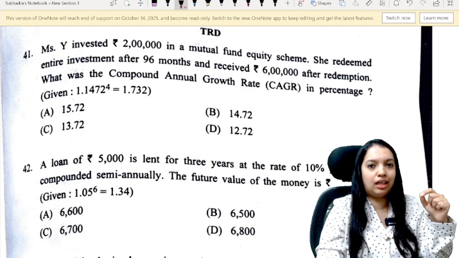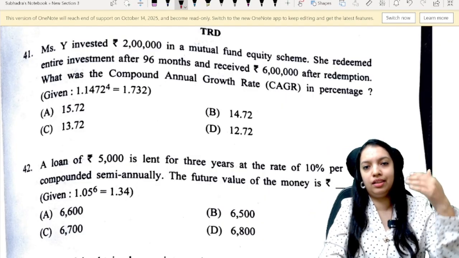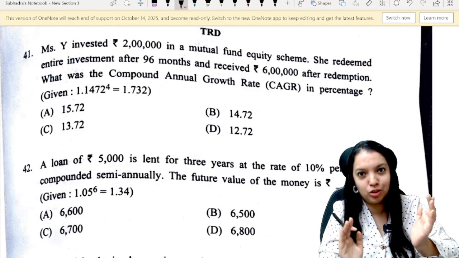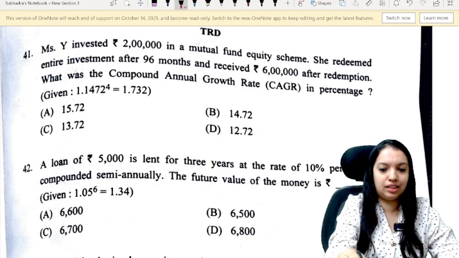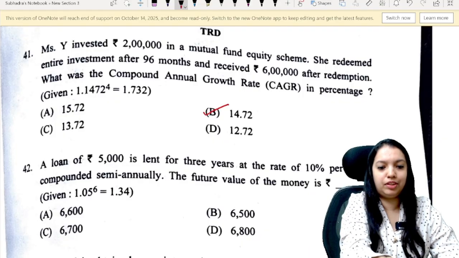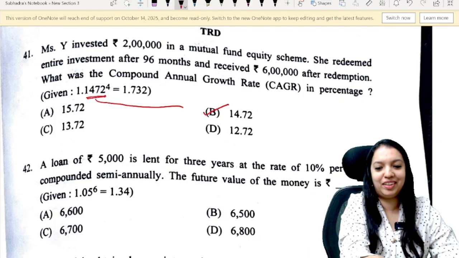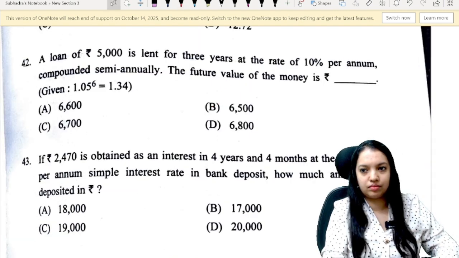Next question is about calculation of CAGR. We apply last amount by first amount whole to the power of 1 by period minus 1 formula, and your answer comes down to be 14.72. You can directly take it from the clue given in the question, which is here.